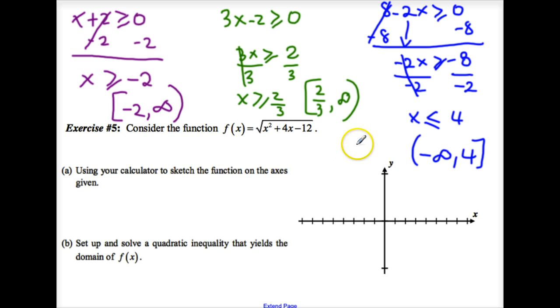Our last example for today's lesson is: consider the function f of x is equal to the square root of x squared plus 4x minus 12. Using a calculator, I want you to sketch this on the axis provided. So I will wait for you to get a calculator and go try to sketch this.